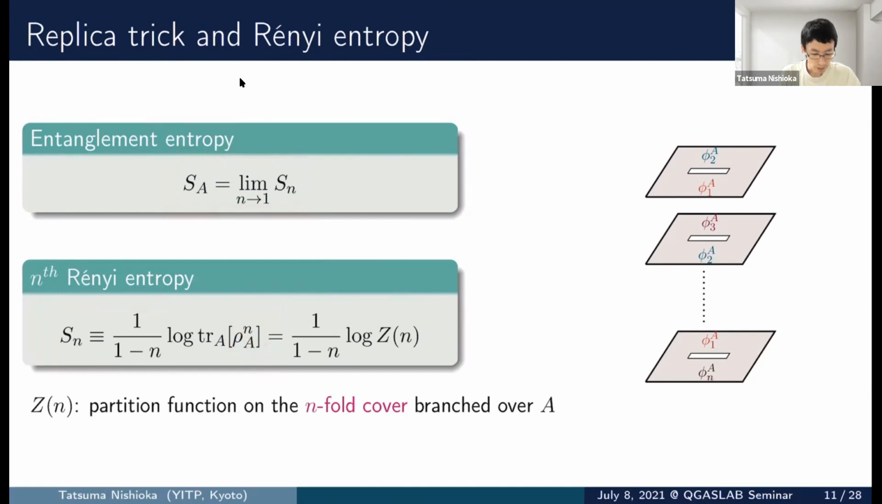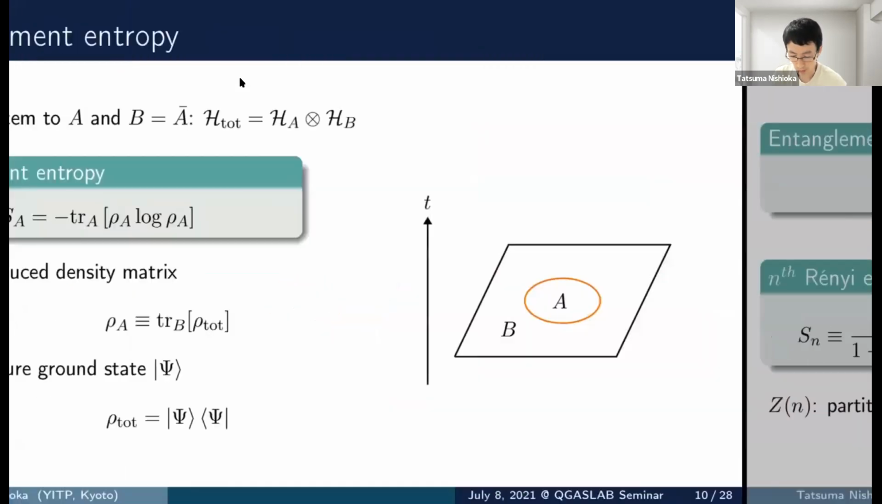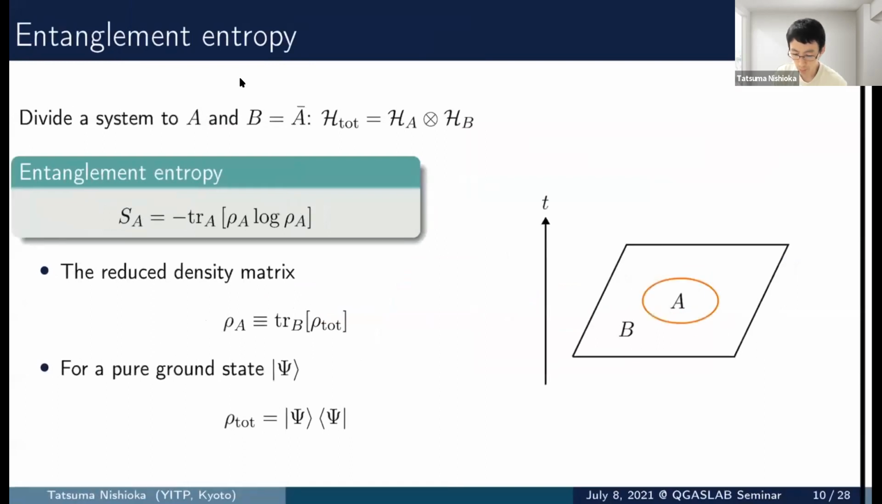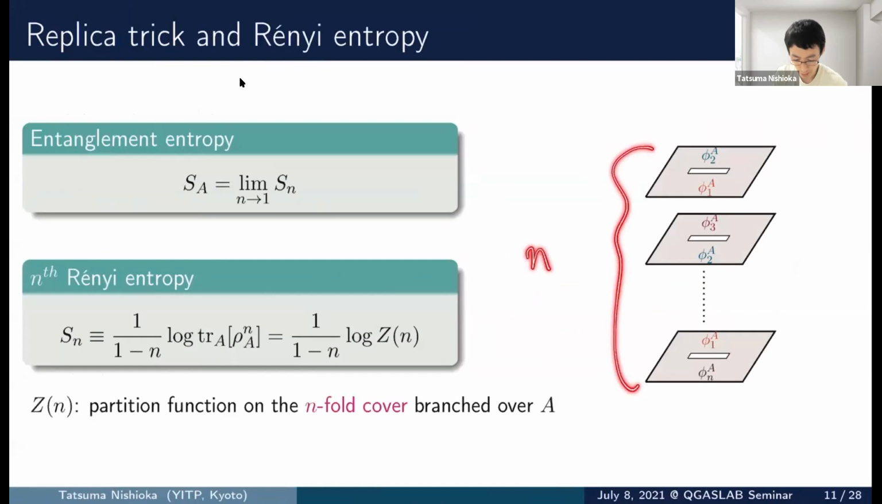In field theory, the Rényi entropy can be calculated by using the path integral on the so-called n-fold cover of the original space-time. Here is the region A. The n-fold cover means that even though you are only interested in the entanglement entropy of such a region, you need to prepare n copies of your theory, and you glue them together cyclically. Once you know the path integral on such a cover, you can get the Rényi entropy. So this is the trick.